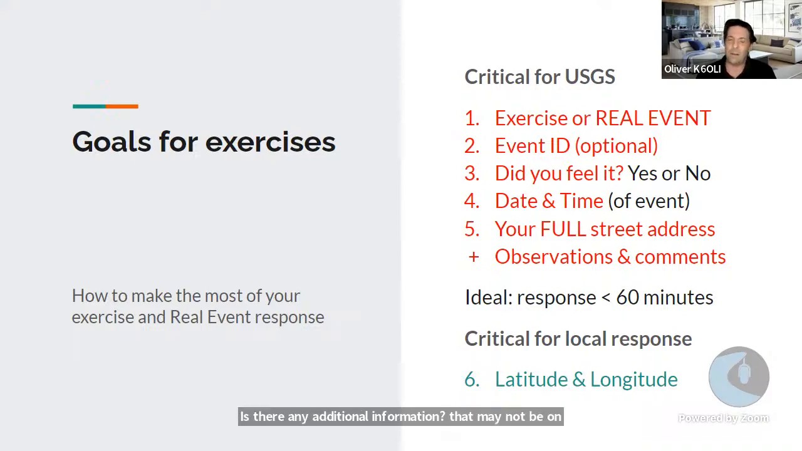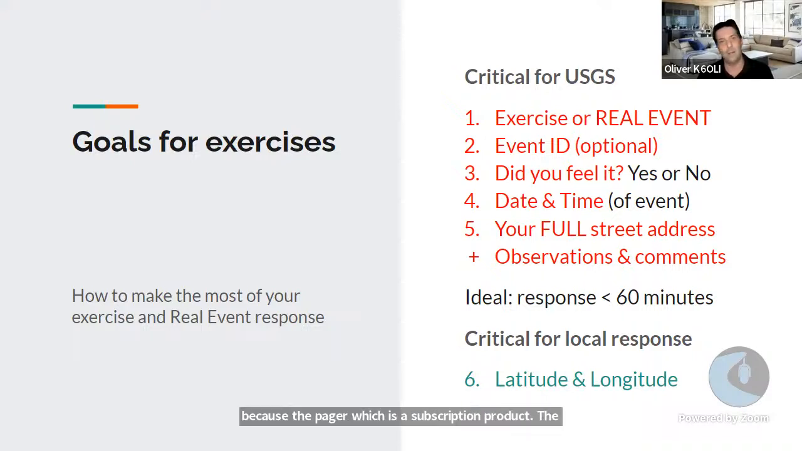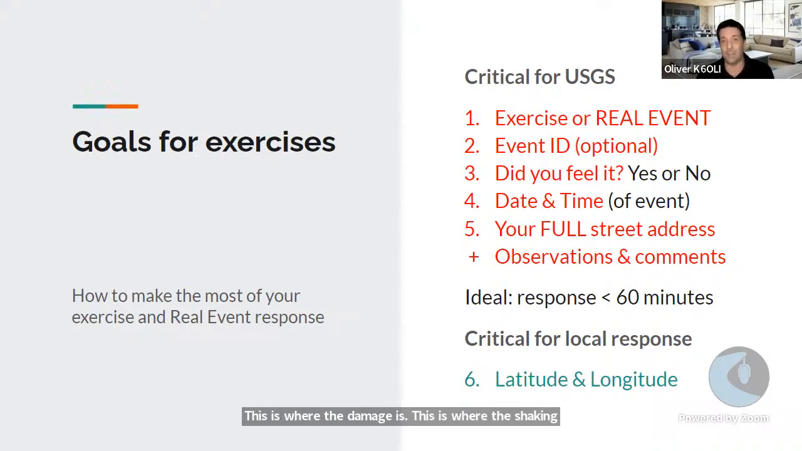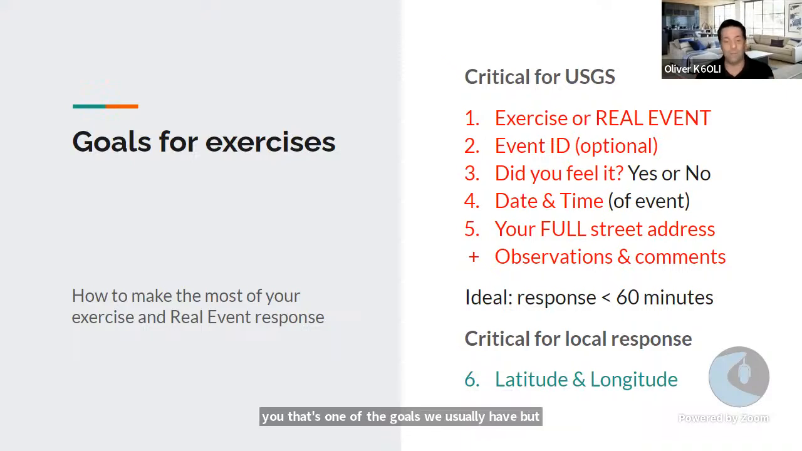Ideally, your response time is under 60 minutes. Why? Because the PAGER, which is a subscription product the USGS puts out for EOCs, companies, governments, etc., the first one usually goes out within 75 minutes of the event. And that tells them exactly, this is where the damage is. This is where the shaking was the greatest. So if you can get that in within 60 minutes, more power to you. That's one of the goals we usually have. But understand that for ShakeOut, we all have jobs, we're all working, we all have families. If you send it anytime on 10/20, by all means, go ahead and do that, right?